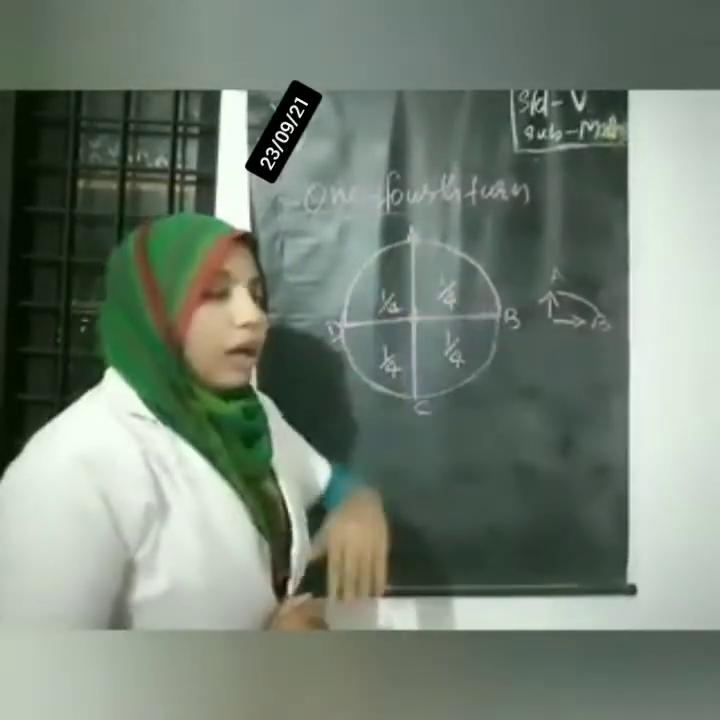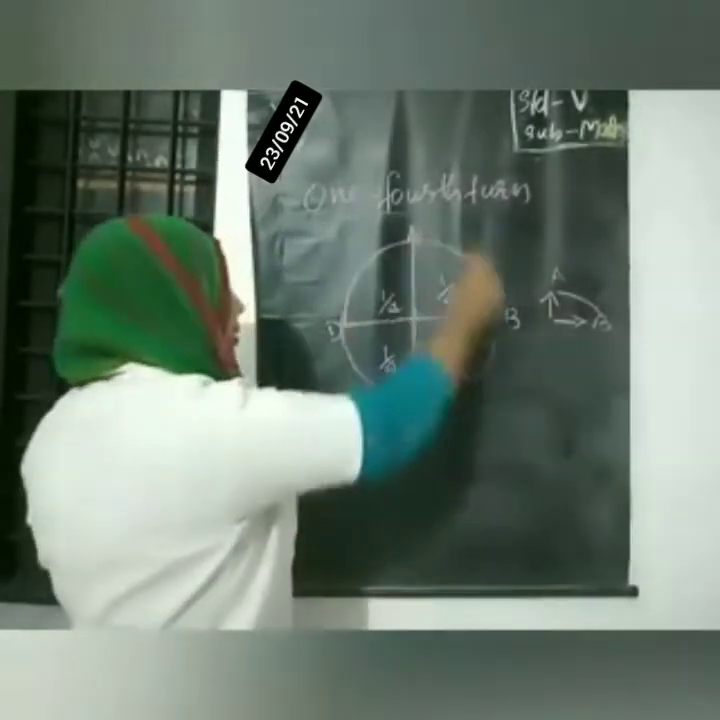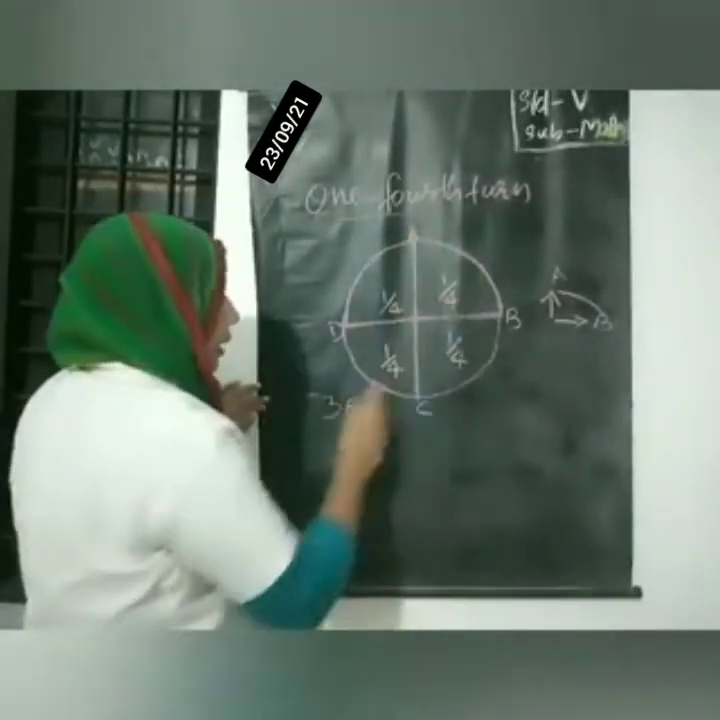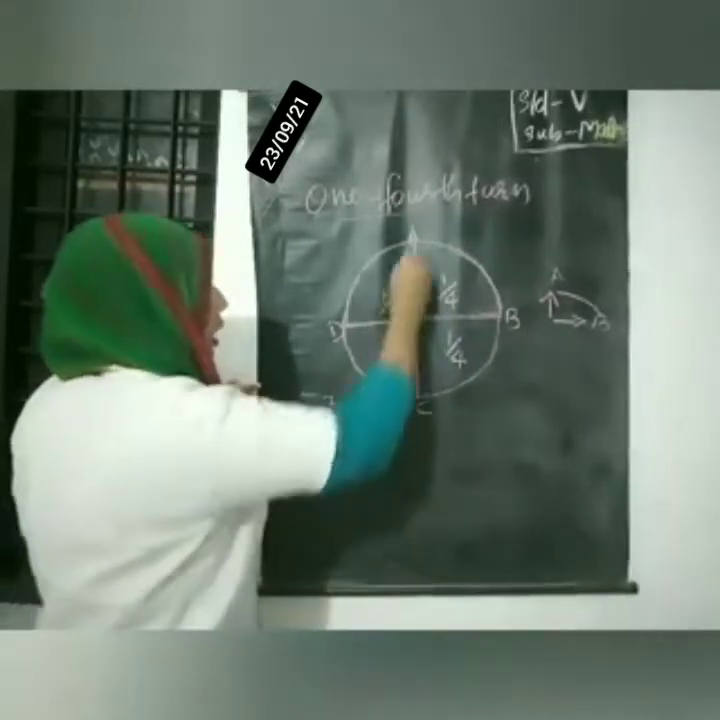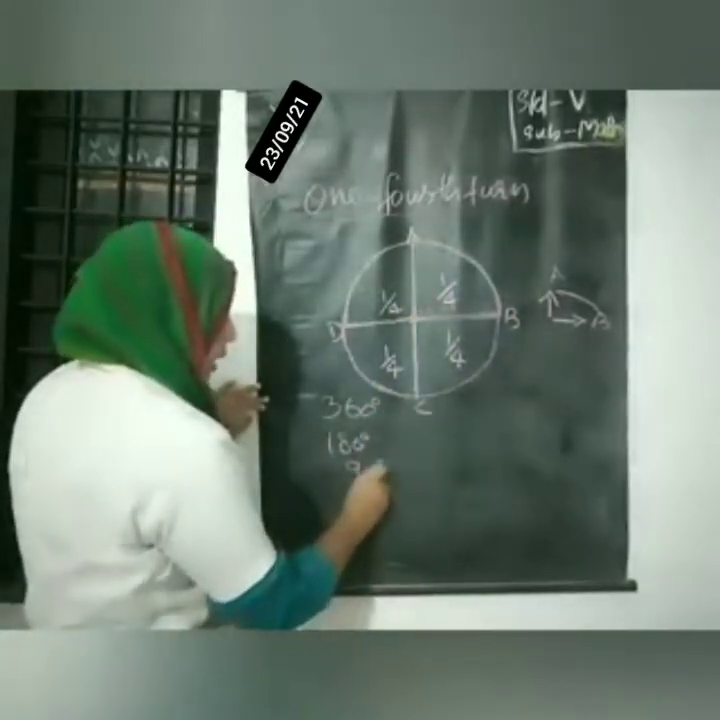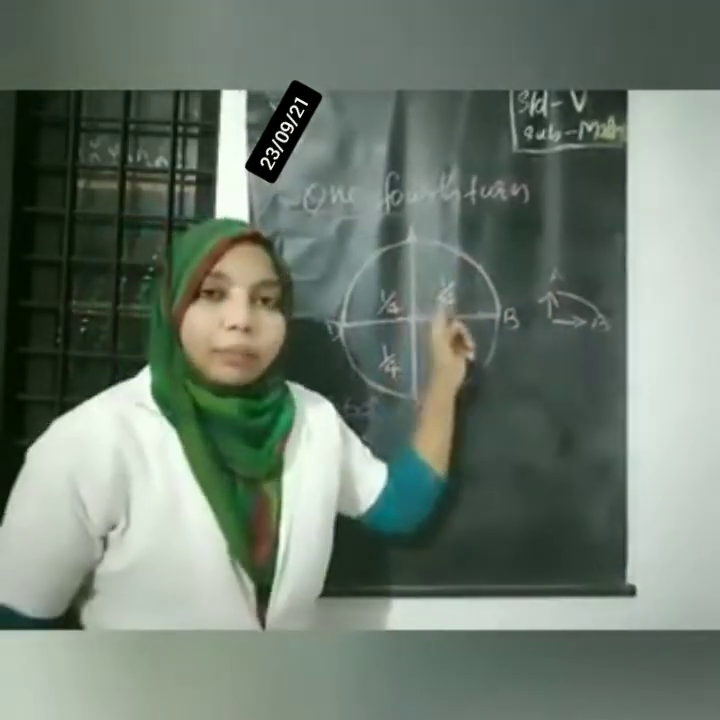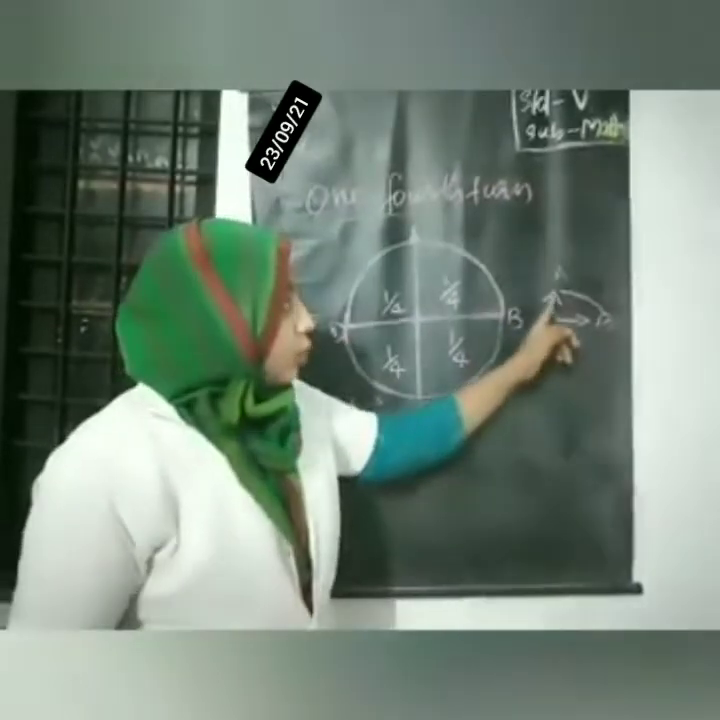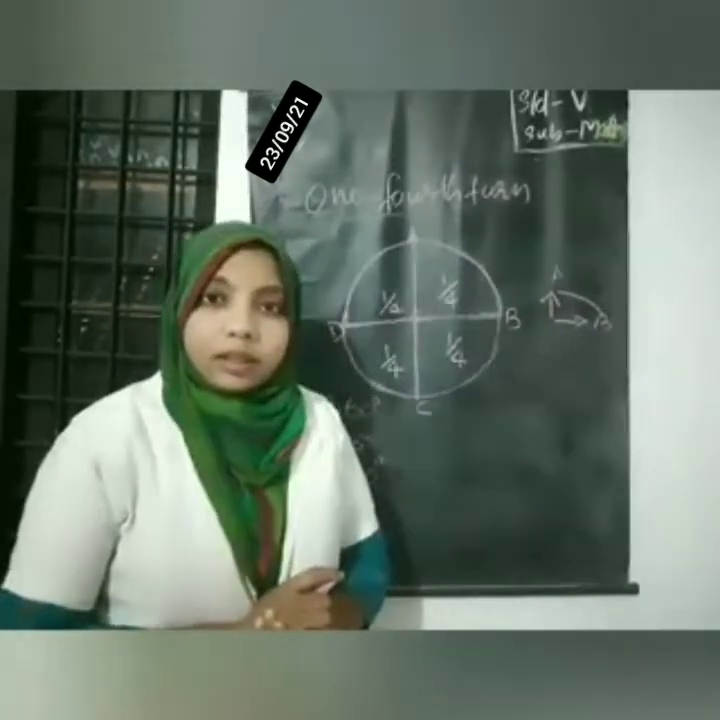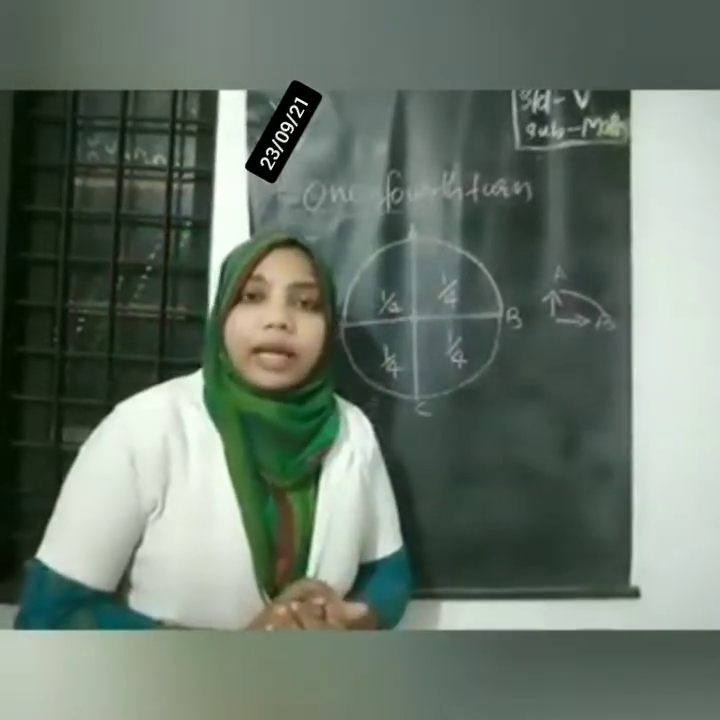1/4 turn means how many degrees it is completing. One complete circle is equal to 360 degrees. Half of the circle, a semicircle, is equal to 180 degrees. And a quarter is equal to 90 degrees. So this arrow moves from A to B, which means it completes a 1/4 rotation. It moves 90 degrees. Clear? An object moving a 1/4 turn means it moves 90 degrees.